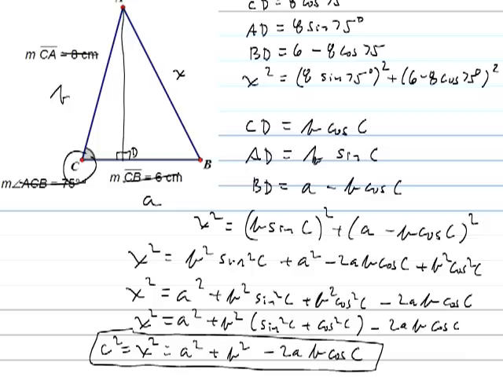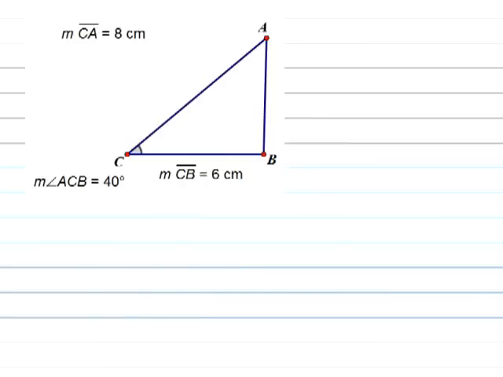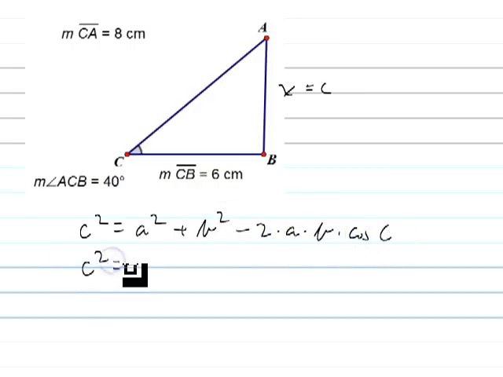This derivation is pretty intimidating, but once the formula has been established, it allows us to answer questions like this much more quickly. So I'm going to apply this formula again to a similar question. Here's a question perfectly suited for the law of cosines. We know the 8 for AC and the 6 for BC, and this time the angle is 40 degrees. According to the law of cosines, c squared equals a squared plus b squared minus 2 times a times b times cosine C. In this case, a is 6 and b is 8.